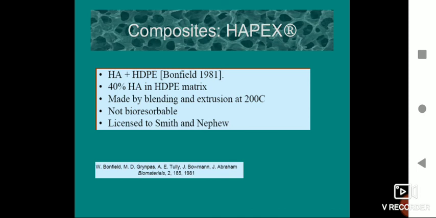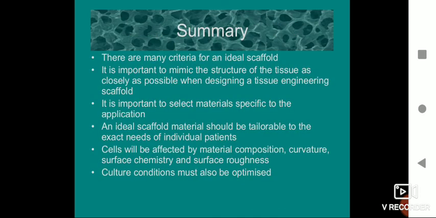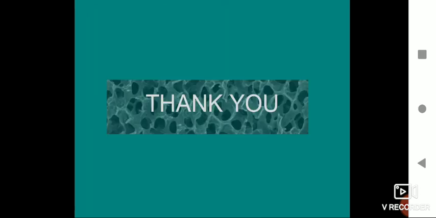So here is a commercially available composite, Hapex, which is being used nowadays for many tissue engineering applications. So with that, we have understood what an ideal scaffold is and what the different methods or techniques are which can be used for preparation of scaffolds depending on different applications. Thank you.